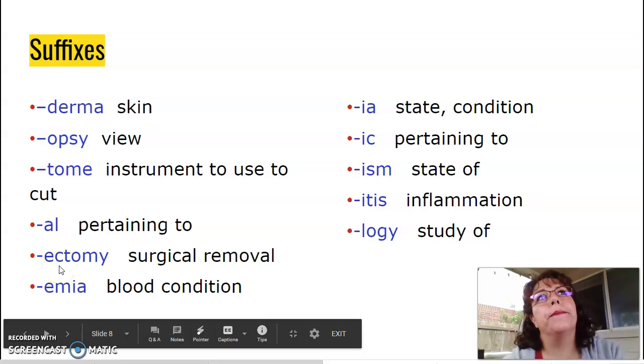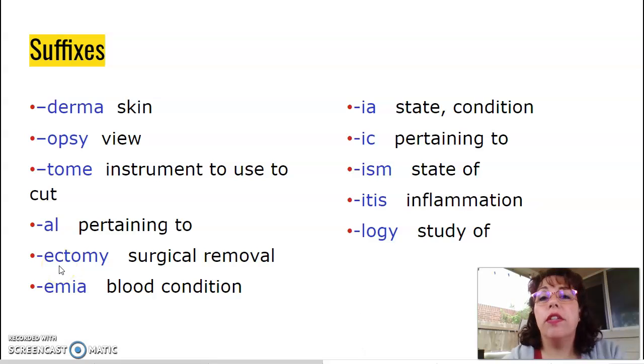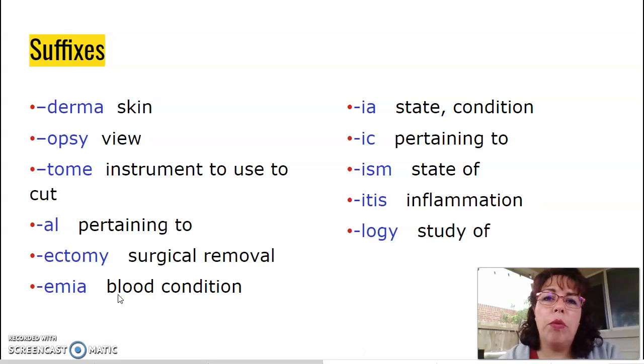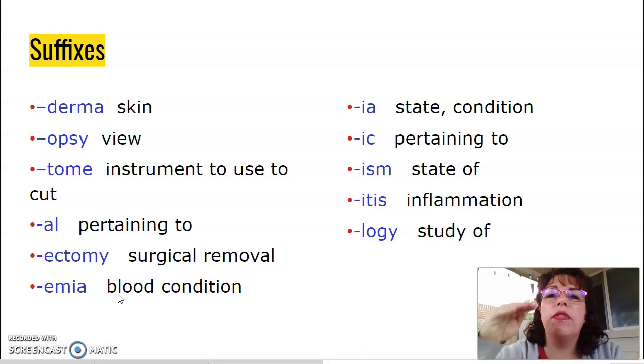I can think of lots of ectomies, but not with the skin at the moment. Emia, blood condition. Anemia. Most of you know anemia means that you have low iron. Anemia can actually be different things, low iron, low red blood cell count. There are different causes for each of those things. Well, let's just look at the word anemia.